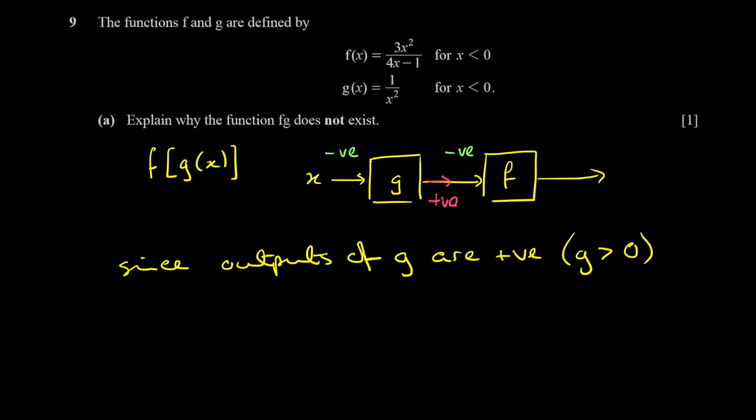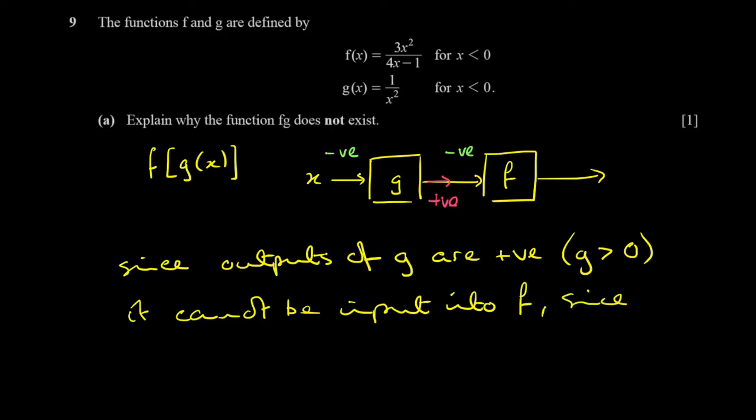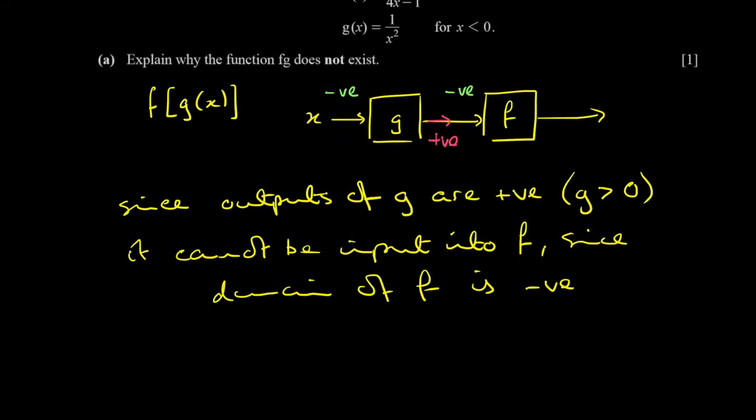They cannot be input into f, right? Since the domain of f is negative, or everything that's less than 0. So some kind of statement to the effect that the outputs of the function g are positive and the inputs to f are required to be negative, and so therefore that's why the function fg cannot exist.